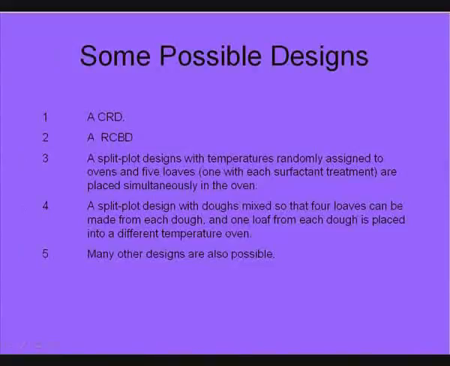That would create a split plot experiment with temperatures assigned to the oven, so they become the whole plots, and the loaves of bread within each oven become the subplot units. Then we could also do some mixing. We could mix enough dough so that we get 4 loaves out of 1 mix. That might be another way to save some time. Rather than mixing the loaves individually, we could mix 4 loaves at a time and maybe create a split plot design with the batch being the whole plot. Or maybe we do both, the 3 and 4, and create a strip plot design. And many other designs would also be possible.